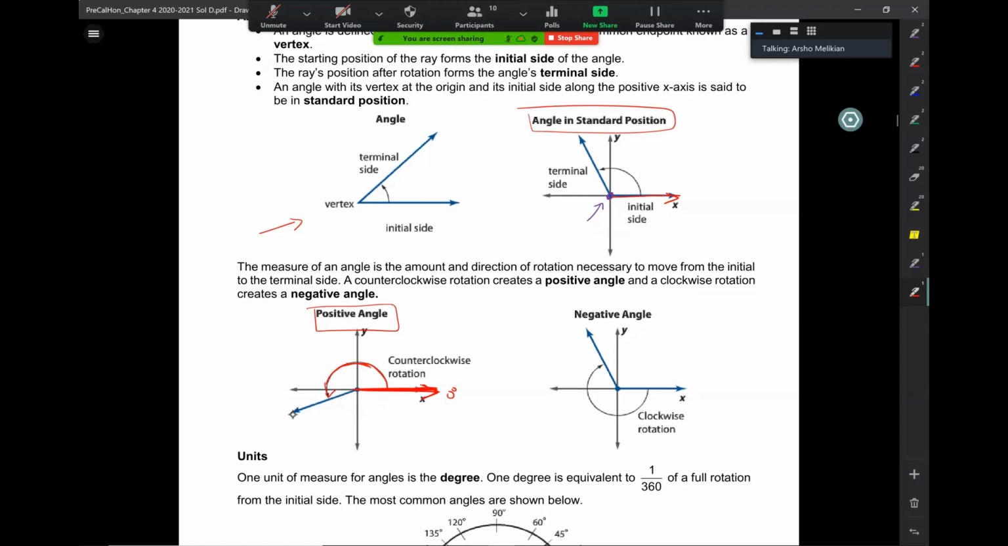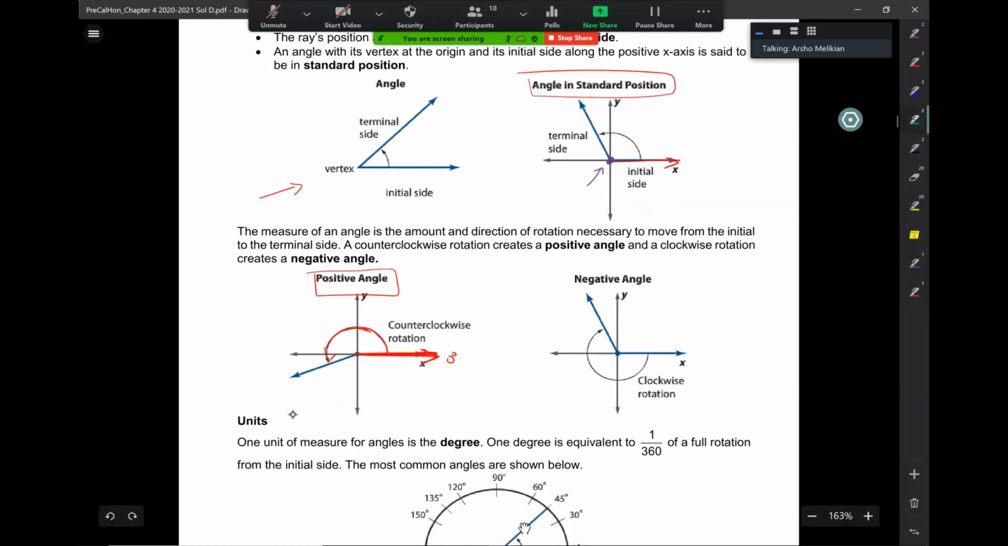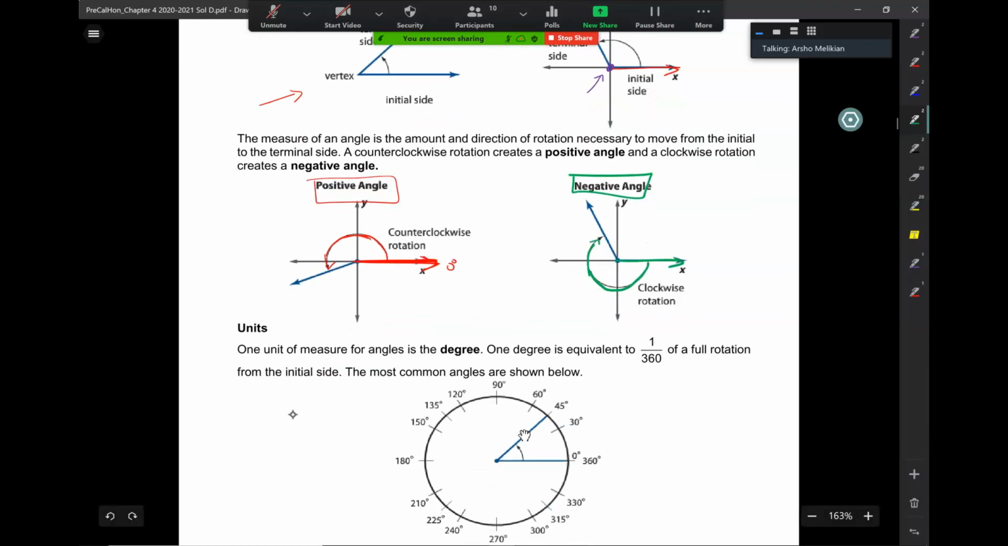All right. Now, you can also start from that initial side, but you can be a rebel and rotate in the clockwise direction, right? From the bottom up. In that case, you are creating a negative angle. All right. Any questions here? Okay, so from the initial side, if you go up, positive. If you go down, negative.